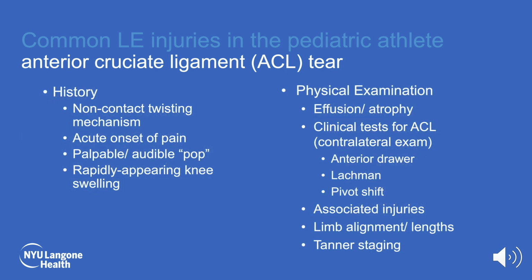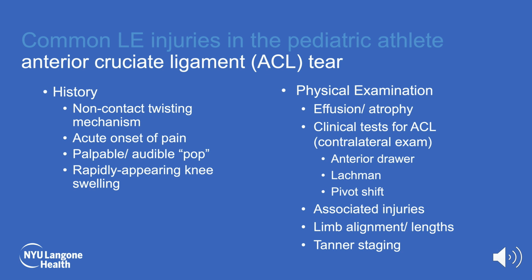The history is one that you know, and the exam, again, usually you'll see a rapid onset of an effusion. You'll see surprisingly rapid onset of associated quadriceps atrophy. You're always going to want to do your clinical test for the ACL, and again, especially in a child, you're going to want to look at the other side because they are more likely to have an underlying laxity, which is physiologic. And then you're always going to look, again, for meniscal injuries and collateral injuries and posterolateral corner injuries.